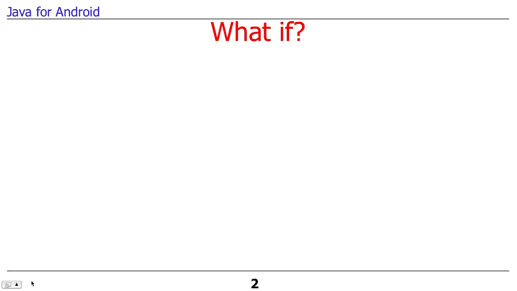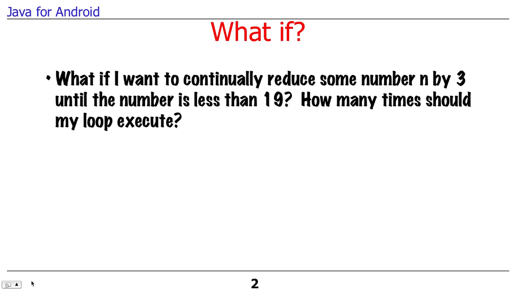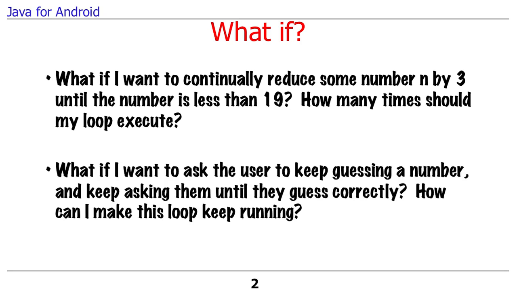Suppose I would like to reduce a number by 3 until it is less than or equal to 19. How many times should this loop be executed? Or what if I am asking the user to guess a number and I want to continue until they get it right? How can we make a loop that will continue to run under these conditions?